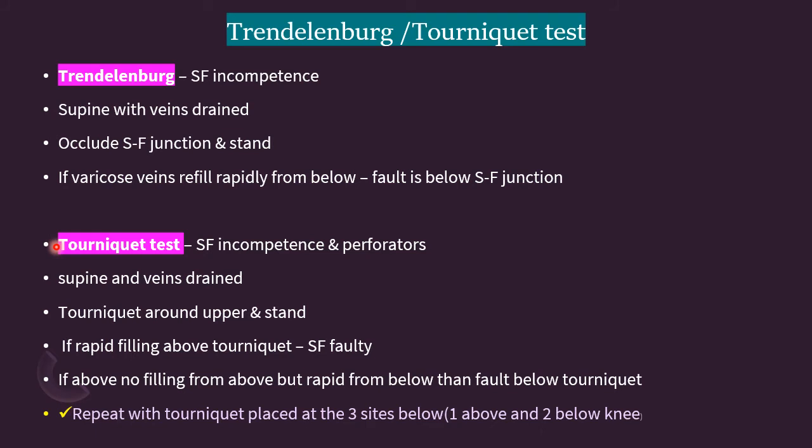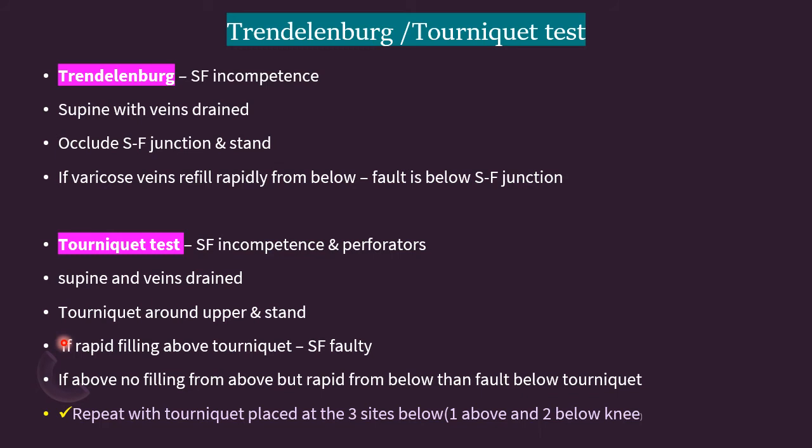Next is the tourniquet test. It is a test of the SF incompetence and the deep perforators of the leg. Again, with the patient lying supine and the veins drained off, the tourniquet is placed around the upper thigh and the patient is asked to stand. If there's rapid filling above the tourniquet, then the saphenofemoral junction is incompetent. If there's no filling from above, but rapid filling of the varicose veins from below, the fault is then below the tourniquet.